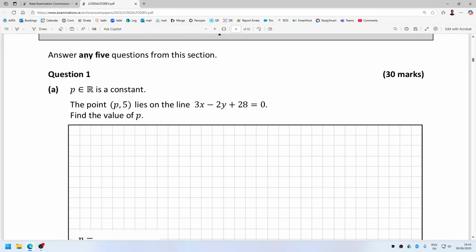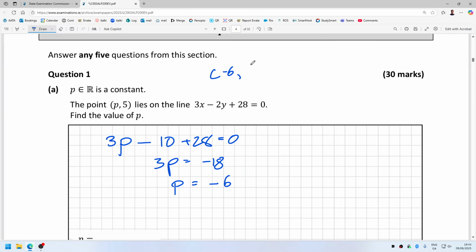P is a constant. P is on the line... Find P. 3P, because x is P, minus 2y plus 28 equals 0. 3P, 28 minus 10 is 18, minus 18. P is minus 6, and 5. Let's double check the answer. Make sure we are good. 3 times minus 6 minus 2 times 5 plus 28 is 0.